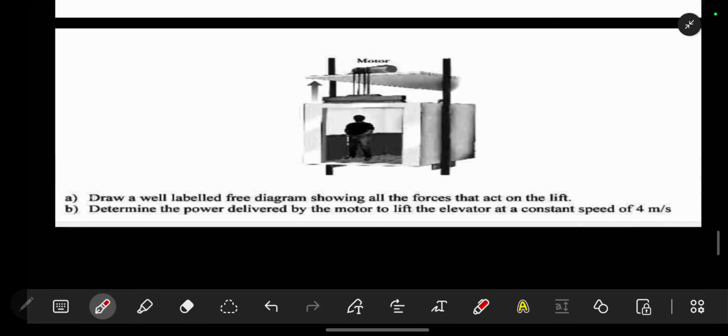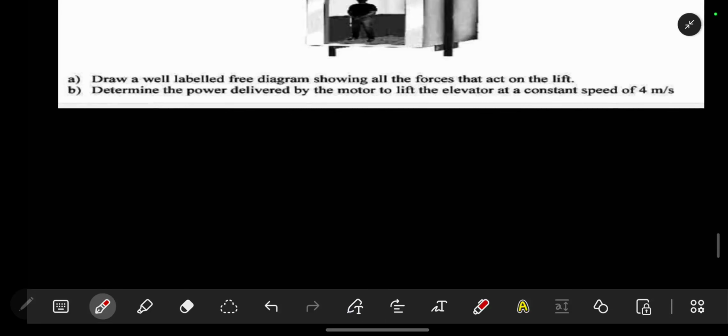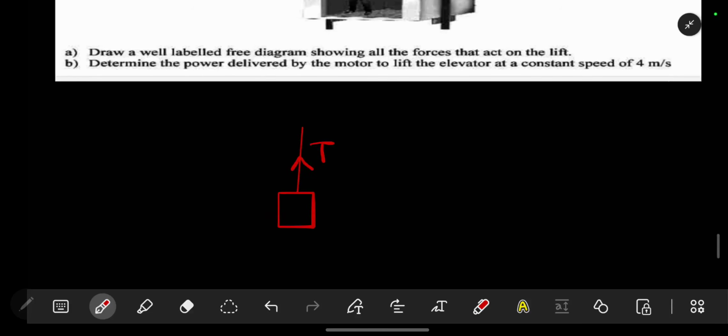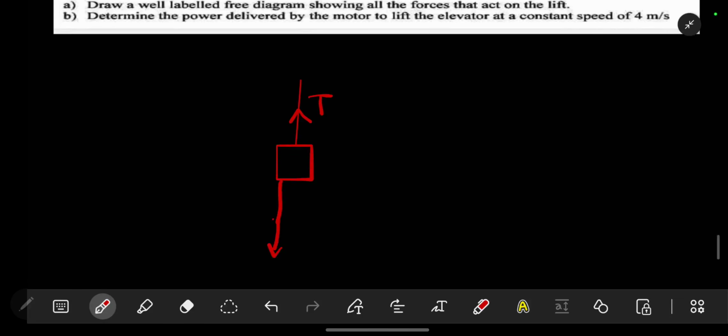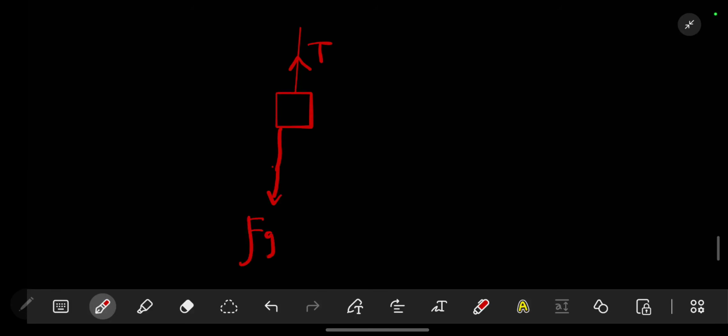The first question says, draw a well labeled free body diagram showing all the forces acting on the lift. So what we can just do is have the free body diagram like this, then just draw which forces are acting. I prefer we use the square. So we have something like this. Then just draw the tension pointing up. It is the one that is pulling like that. So we are going to call this one our tension. Then the downward forces will be, number 1, our Fg, which is the force acted by gravity.